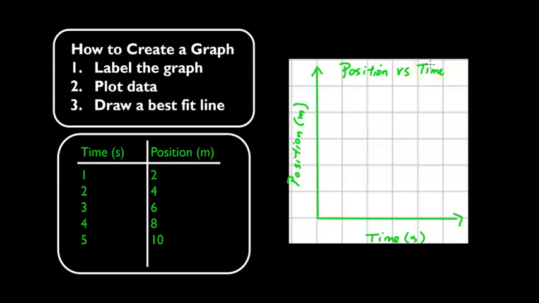Next, we want to number our axes. We want to make sure that our intervals are even. In other words, if this box right here is 1, then the next box is 2, 3, 4, 5. I'm going by ones on the x-axis. So if you go by ones, you don't want to suddenly jump to going by twos.